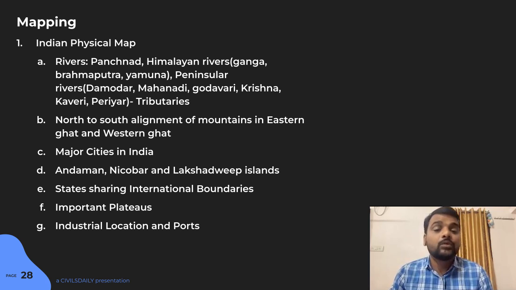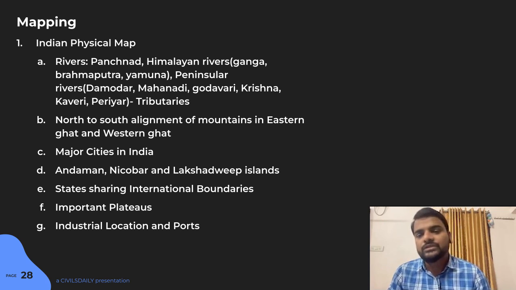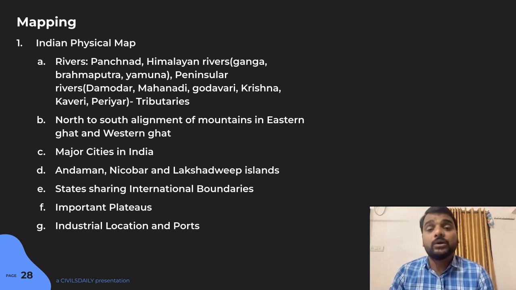Now the alignment of mountains, Eastern Ghat, Western Ghat, which are there, so all these should be at the tips of your fingers, because in geography there is not much scope to dig further, because they have to ask the easy question. Major cities in India, like once there was a question on the same latitude, which 2 cities are found. Then Andaman Nicobar, Lakshadweep Islands. So you have to know the prominent islands there. States sharing international boundaries, what are their geographical and administrative features? They are important. Plateau, this is one of the very important. Every year they will ask one plateau related question.